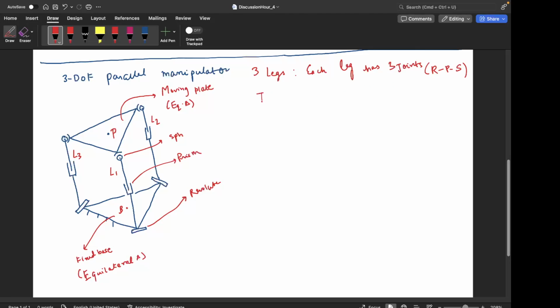So the total number of joints in this system is 9. However, due to the constraints of the loops, the degrees of freedom, as we will see, is only 3. And generally the actuated joints are the 3 prismatic joints.